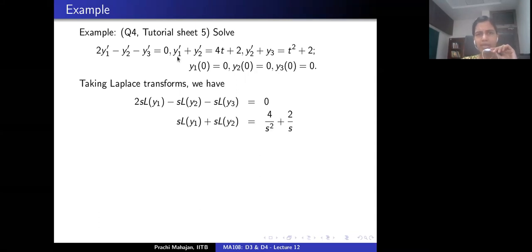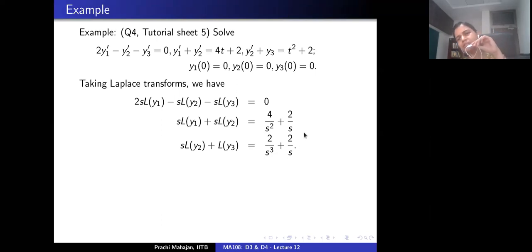Similarly, the second equation becomes s times the Laplace transform of y1 plus s times the Laplace transform of y2 equals 4 times the Laplace transform of t plus 2 times the Laplace transform of the constant function 1. So this is 4 by s square plus 2 by s. And the third equation becomes s times the Laplace transform of y2 plus the Laplace transform of y3 is the Laplace transform of t square, which is 2 by s cube, plus 2 times the Laplace transform of the constant function 1, which is 2 by s.